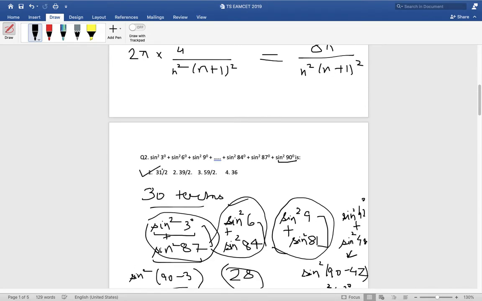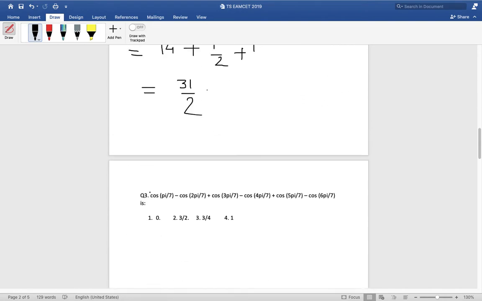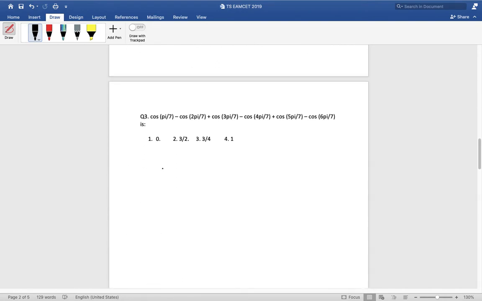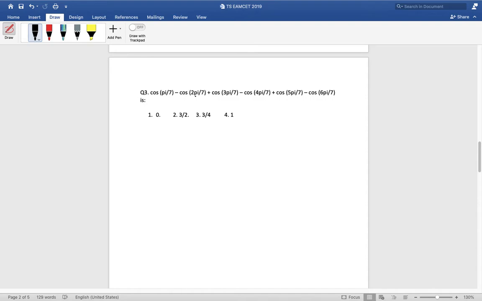So this one was also an easy problem. Now this problem 3, this one is a tough one. This is actually a tough question. You need to be very methodical while you're trying to solve this one.